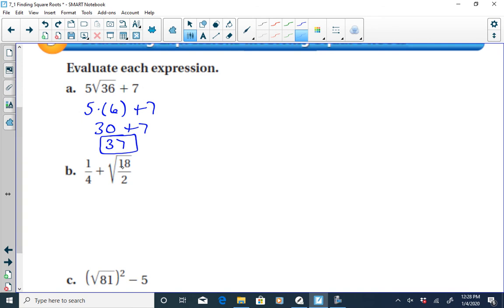Second example, the square root of 18 divided by the square root of 2 is going to be the same as the square root of 9. So it's 1/4 plus the square root of 9. Square root of 9 we know is 3. It's going to be 1/4 plus 3. That's going to be 3 1/4.